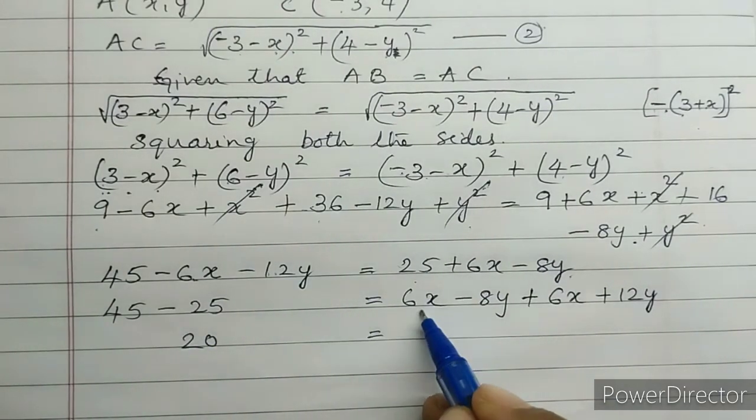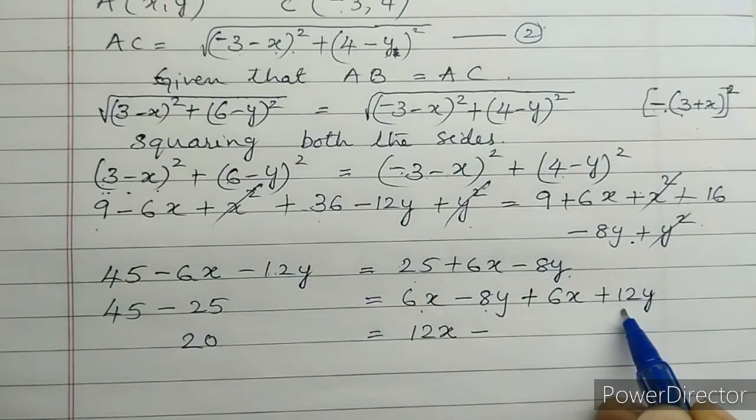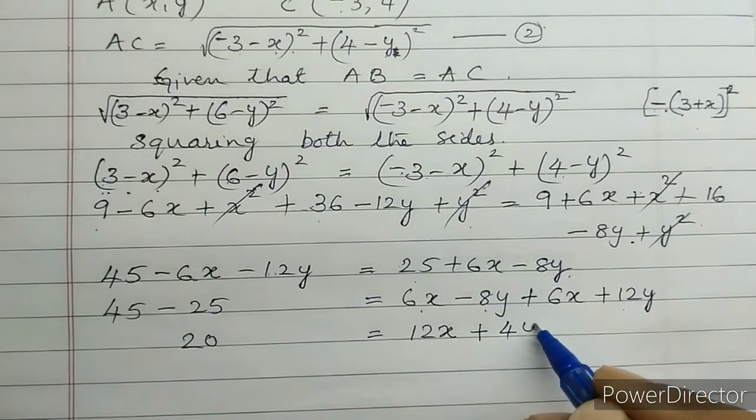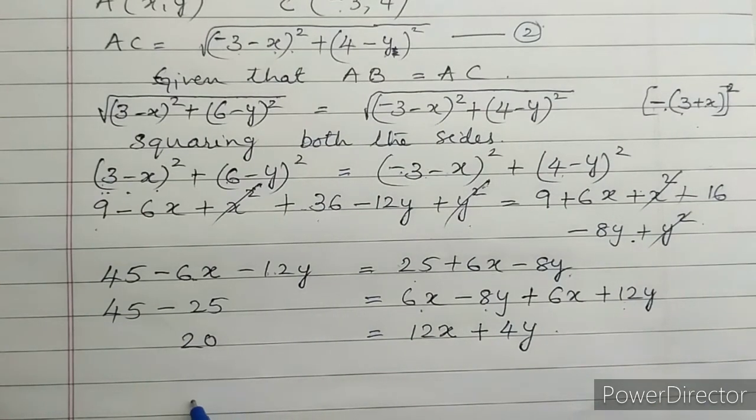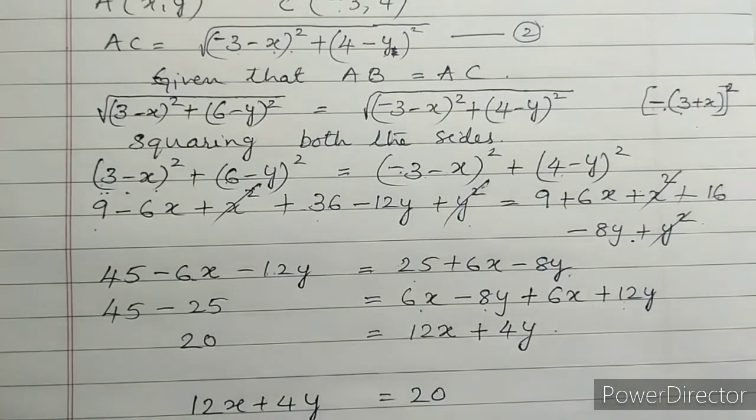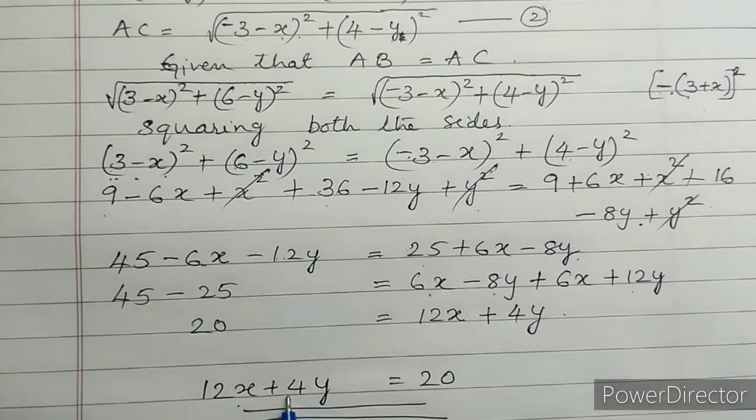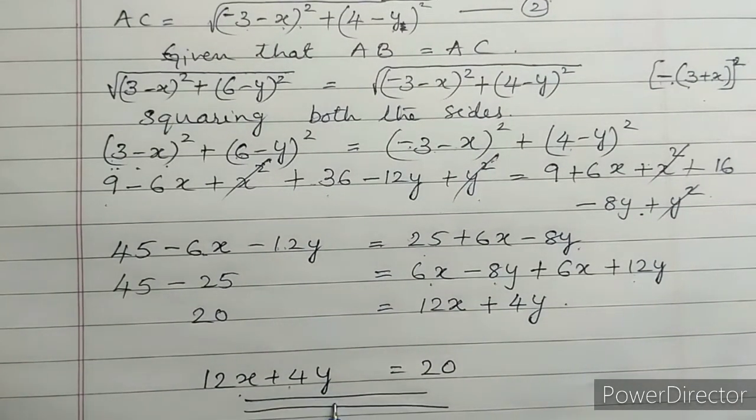So next step, 45 minus 25, it is 20, equals 6x plus 6x, it is 12x, minus 8y plus 12y, greater number sign, subtract it, so 4y. So 20 equals 12x plus 4y, or you can write 12x plus 4y equals 20. So this is the relation you need, relation between x and y. So this relation is the final answer. So hope you understood, children. So this is the method of doing. This exercise is over here.